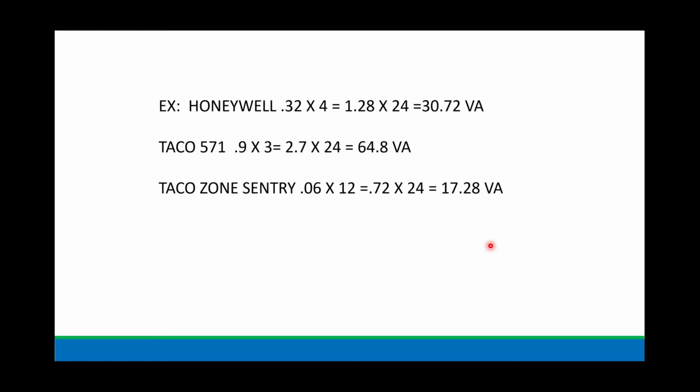The Tekmore Zone Sentry, 0.06 times 12, equals 0.72, times 24. That's 17.28 volt amps. That's the lowest amp draw on the market. That's 12 on a 40. You could double that and you'd still be below the amp draw of a 40 VA transformer.